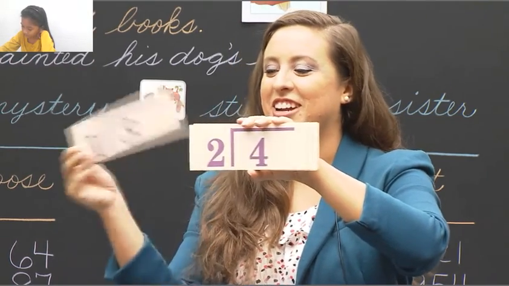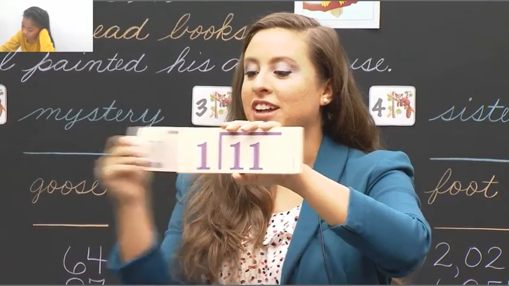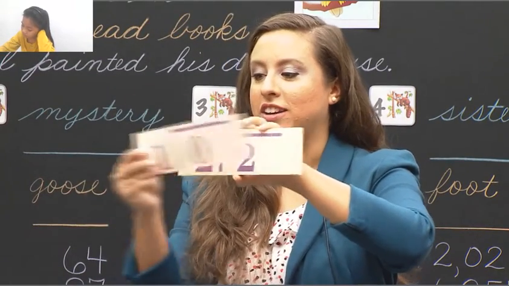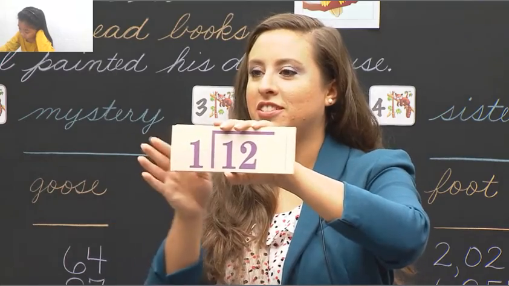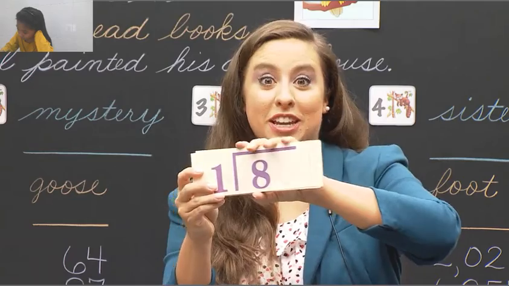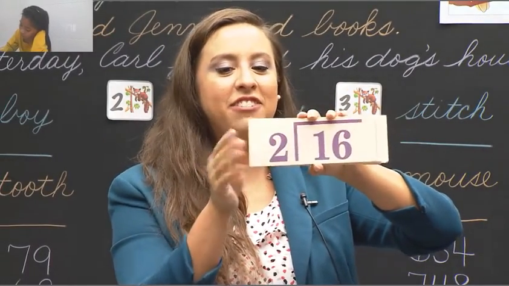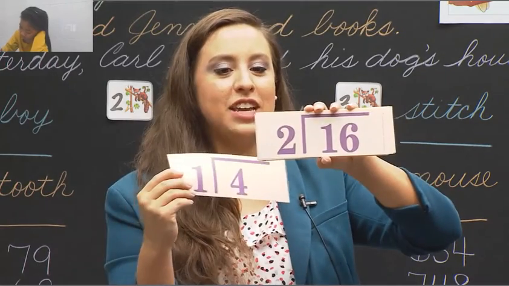Row 3. 3. Good, Emily. 11. Yes, 11 is correct. 1. 0. 12. Good, Emily. 1. Yes. 8. Good speed. Row 4. 7. Yes, Dev. 18. Not 18, but 8.